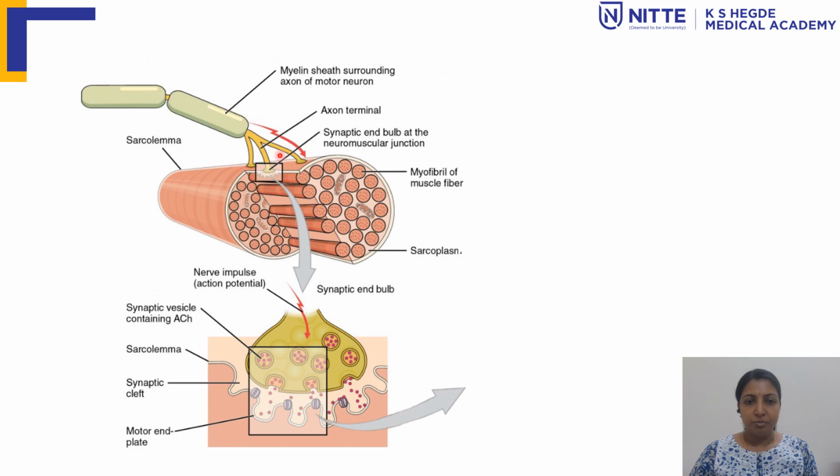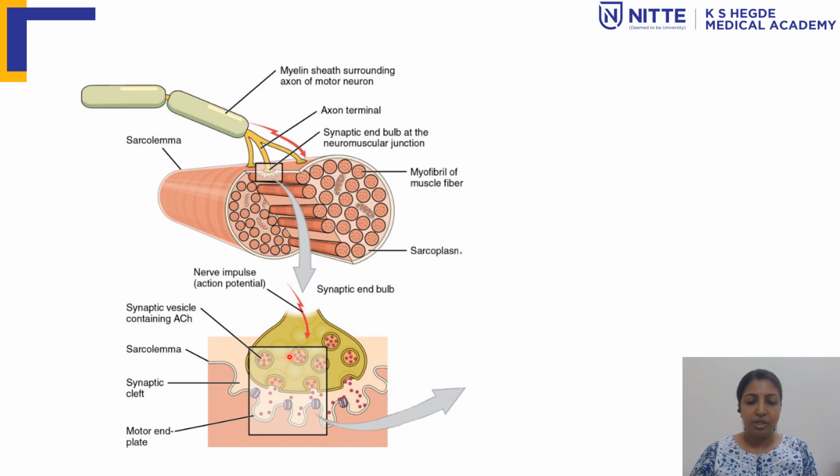As you know, the muscle fibers are innervated by motor neurons, the end of which is called the neuromuscular junction. In the axonal terminal membrane, you have acetylcholine, which is a neurotransmitter. It is stored there.